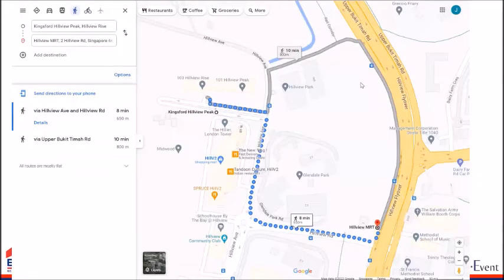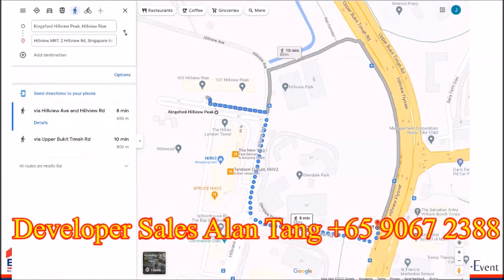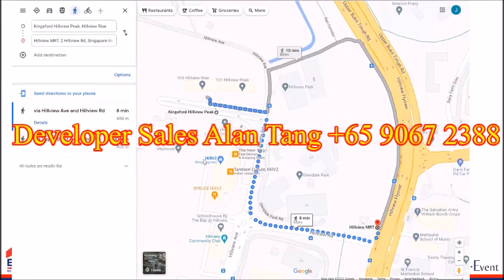This is the distance from Kingsford Hillview Peak to Hillview MRT, and it's 650 meters, approximately 8 minutes walk. I've walked there before. It's definitely less than 8 minutes. Trust me, it was a stroll at about 7 minutes-ish. So what is the data that we're going to see?